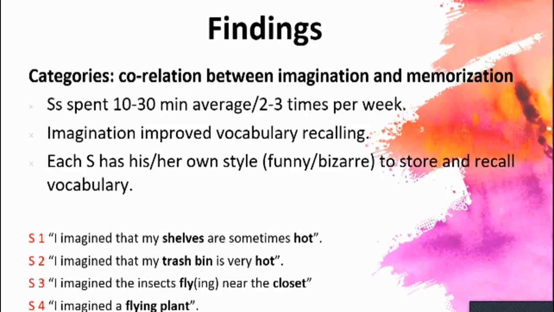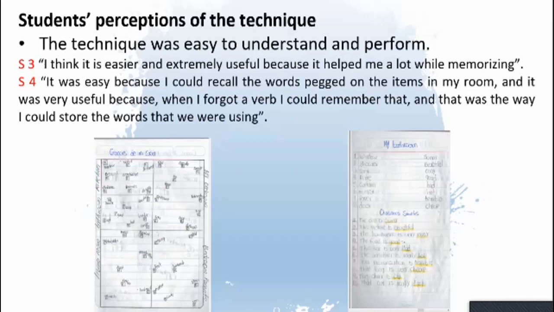The second category, which is students' perceptions of the technique, shows that the technique was easy for the students to understand and perform. As a result, as they felt comfortable using it, they got good results. The technique was easy to understand and perform, and then a student said, "I think it is easy and extremely useful because it helped me a lot while memorizing."